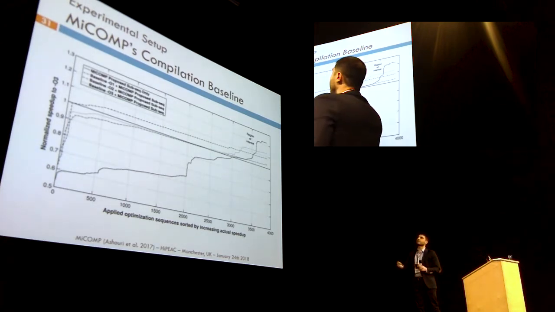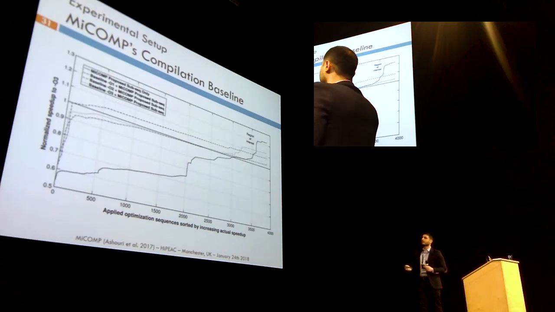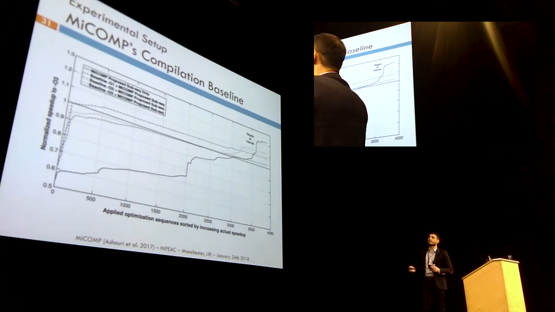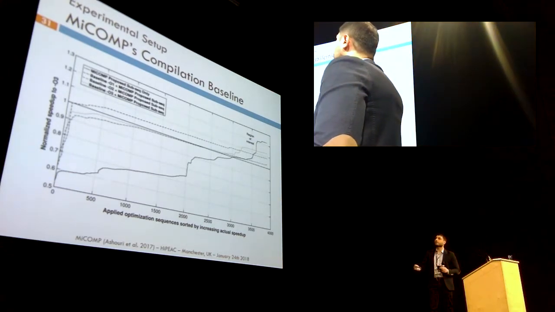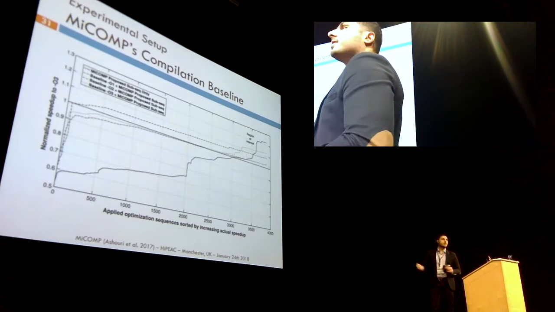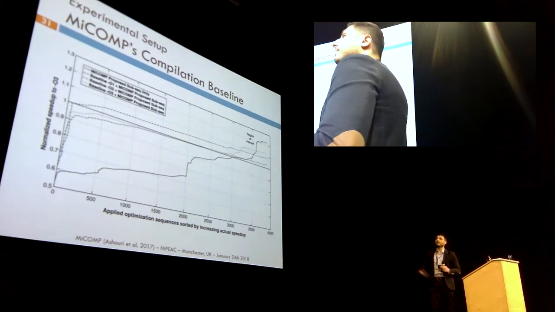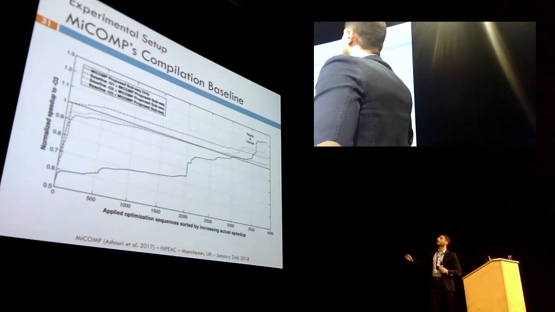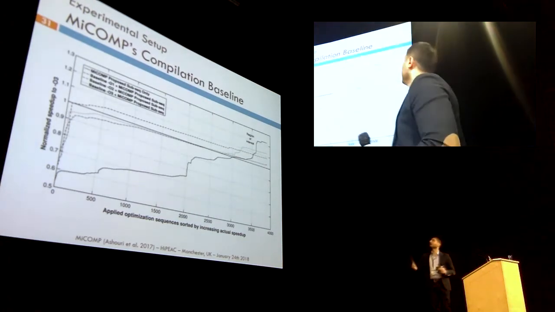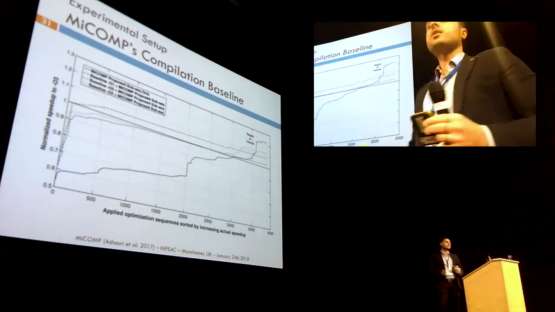So that's why this line stands for. So these are the different optimization sequences sorted by speed up, and this is the speed up, and this line stands for speed up with respect to O3. So you see MiCOMP subsequences start lower, obviously, because they don't have any baseline, but eventually you're going to pass O3 itself, and you're going to go way beyond that, around 1.3. And this was the region of interest for us.